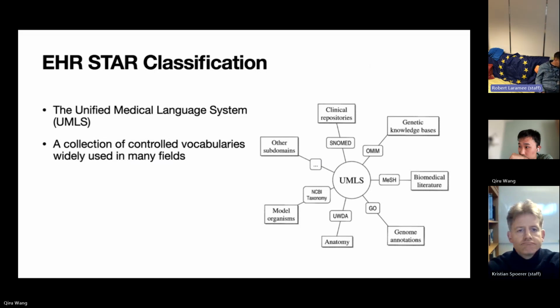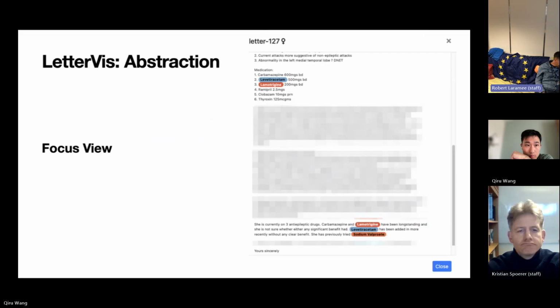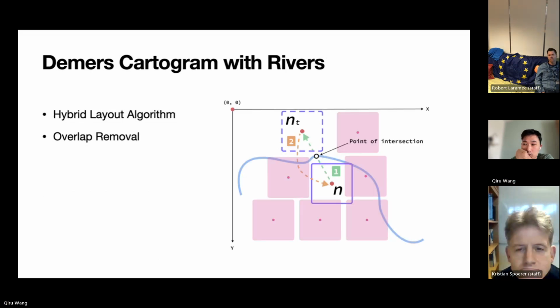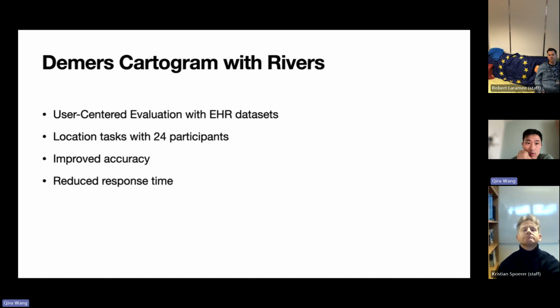Okay, going on to the next chapter, the cartograms chapter. Does adding rivers to cartograms improve legibility? Based on our evaluation findings, yes, it does add legibility to the cartogram when combined with the EHR data sets. Okay, so improved accuracy and improved response time.